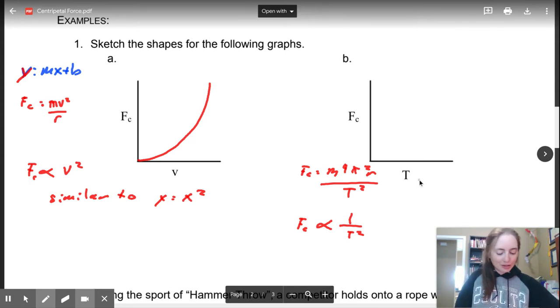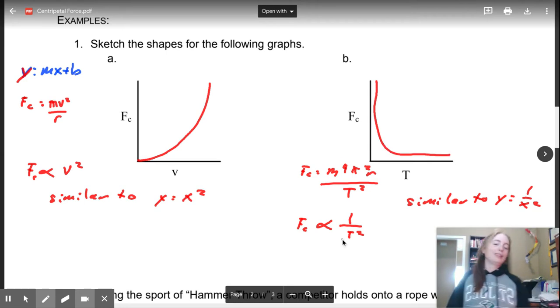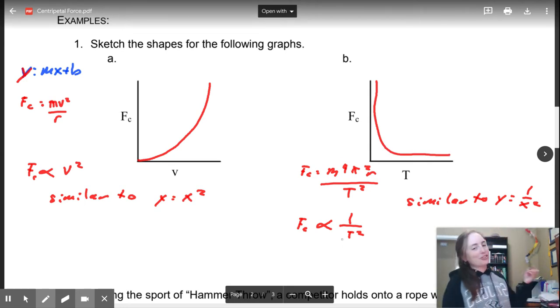Well, ladies and gentlemen, this is very similar to y is equal to 1 over x squared. What happens when we see that? Yep, like that. And of course, your drawing is going to be much neater than mine. And that is going to be the graph pattern you're going to see for that one.